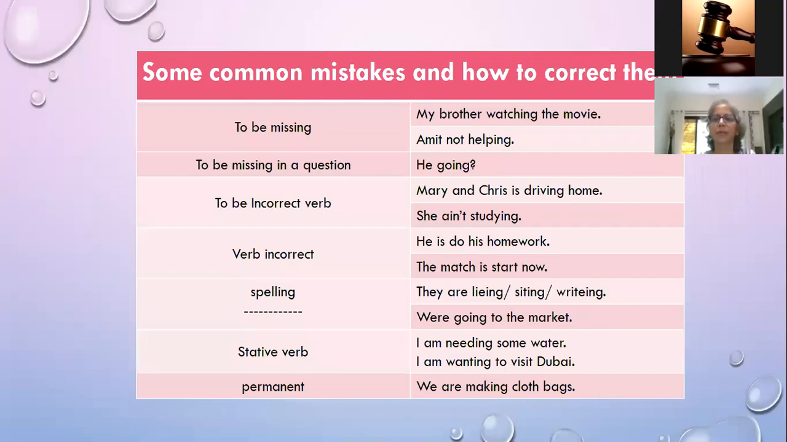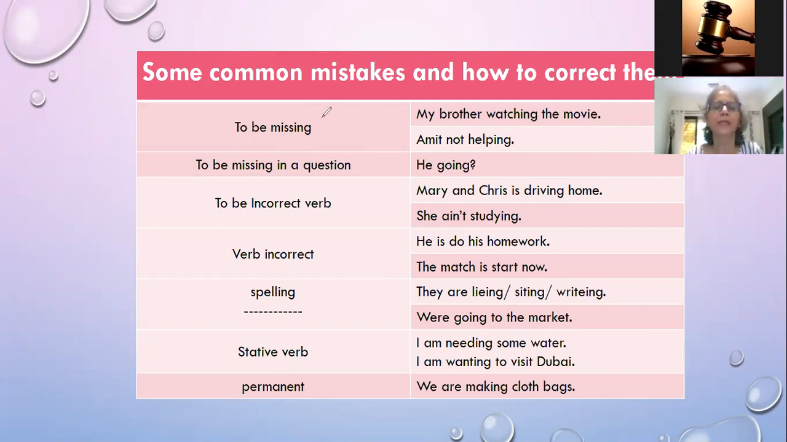Let's start now. We will look at some common mistakes that we often make when we are using the present continuous tense, and also look at how we are going to correct them.